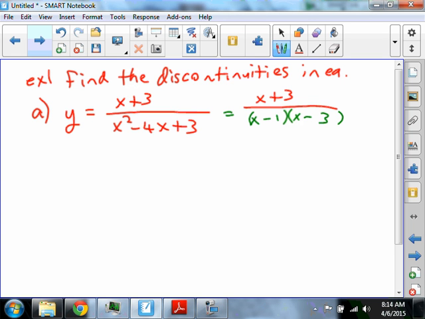Okay, so now let's think about something. Holes happen when there's common factors in the numerator and denominator. So is this going to have a hole in it? Let's ask ourselves, is there a common factor in the numerator and denominator? X plus 3 is in the numerator. There's nothing common to that in the denominator. So this isn't going to have any holes in it. So there's no holes here.